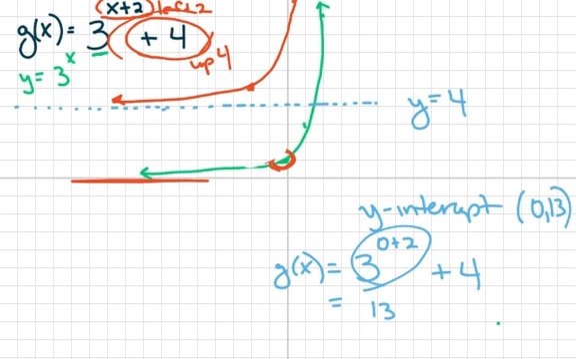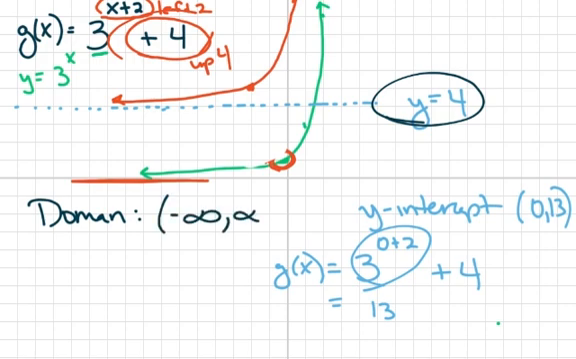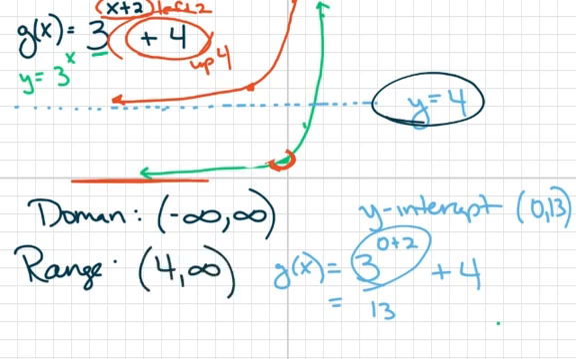Okay, let's talk about domain and range. And this right here is your asymptote. My domain, we've already talked about this, all real numbers. There's no wall stopping it. My range, well look, there's this asymptote. It can't go below the asymptote. It's not even touching the asymptote. So it's from 4 and then it shoots up to infinity. So that would be my range.